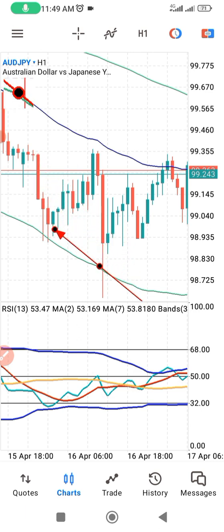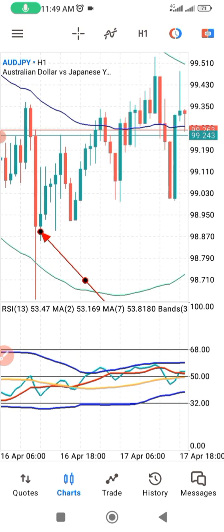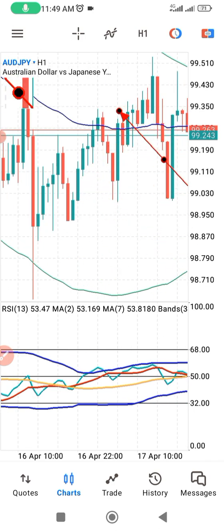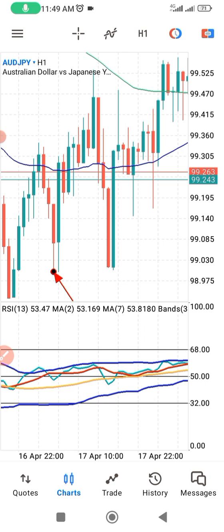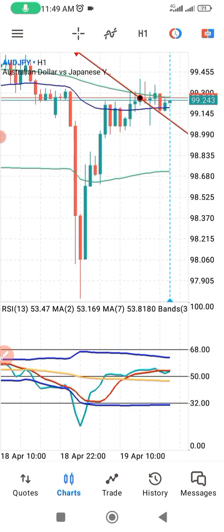Here again, price came back, pulled back, gave us this candlestick pattern, we make our entry. The same thing is applicable. Price pulled back here, gave us bearish engulfing, and then we move to the downside. And you can see this keeps playing out on and on and on.